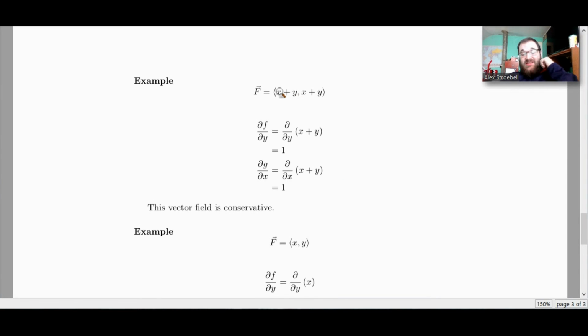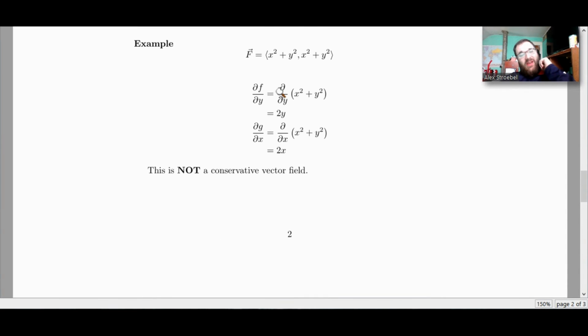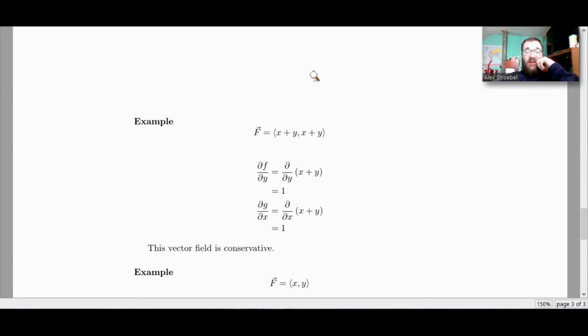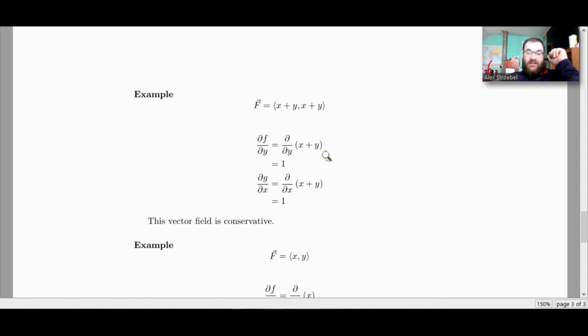Here's an example where up here we had x squared plus y squared, x squared plus y squared. Down here, we just have x plus y and x plus y. The derivative of x plus y with respect to y is just 1. The derivative of x plus y with respect to x is just 1. 1 is the same as 1, so this is conservative.